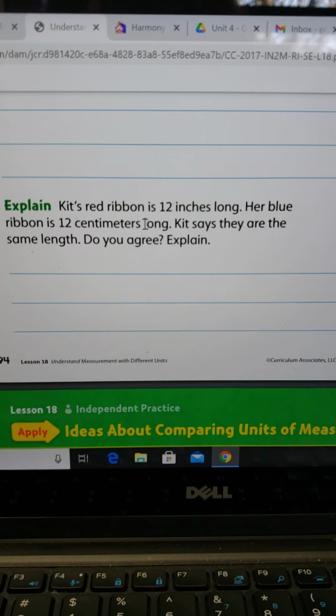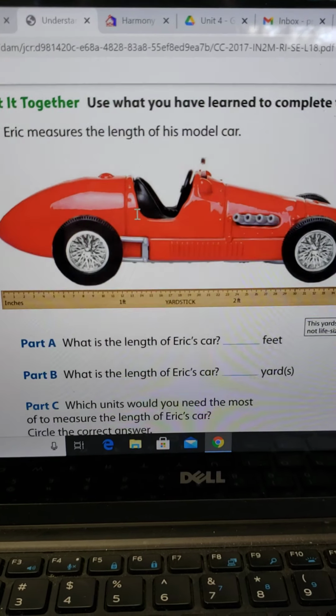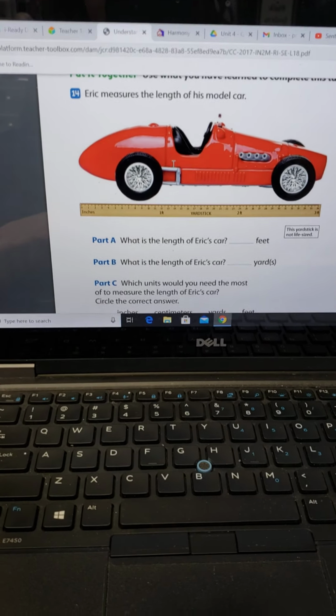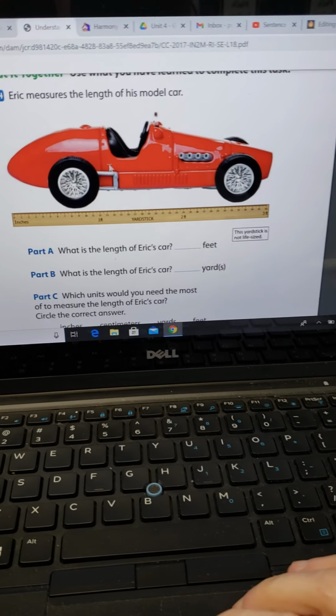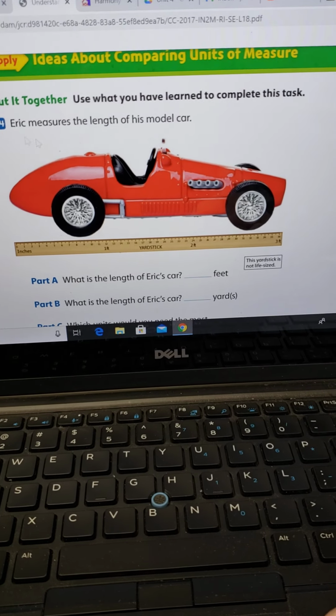If you need to pause the video or rewind to finish that answer, don't forget you always have that option. But I'm going to keep on going. On the back side of your page is this picture of a model car.